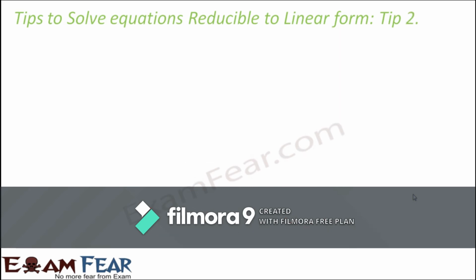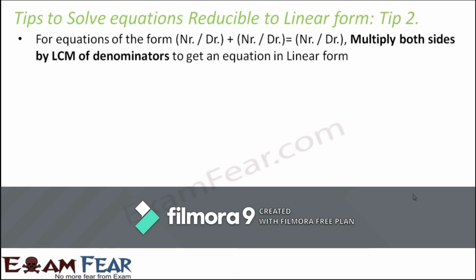Tip number 2. Whenever you have equations in the form of numerator by denominator plus numerator by denominator is equal to numerator by denominator, in that case we multiply both sides by the LCM of the denominators to get an equation in linear form. Things will become clear only when we take an example. So first, let us take an example in this form.